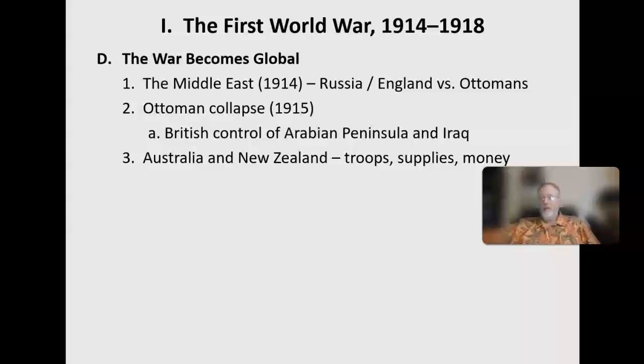India, the continent of India, supplied over 1 million troops during the war. Over 1 million Indian soldiers. Don't get me wrong, it's not like they had a choice. They were British colonies. They were ordered. But still, we see, this is global. We see hundreds of thousands of Africans fighting in the Mediterranean, in the Middle East, in Northern Africa. Over 1 million Indians fighting in Europe and Africa. 500,000 Australians and Kiwis providing troops, supplies, money, ships, food.